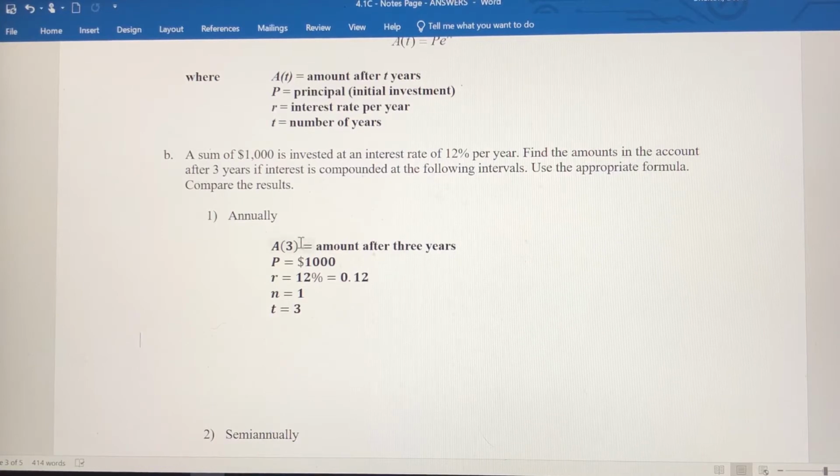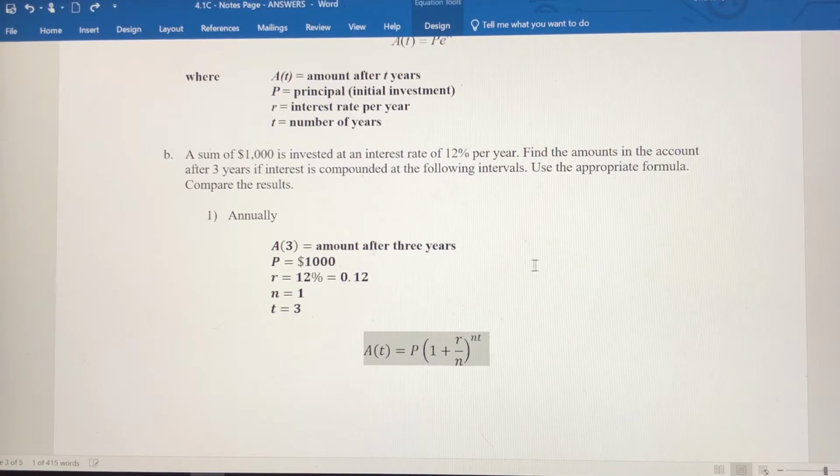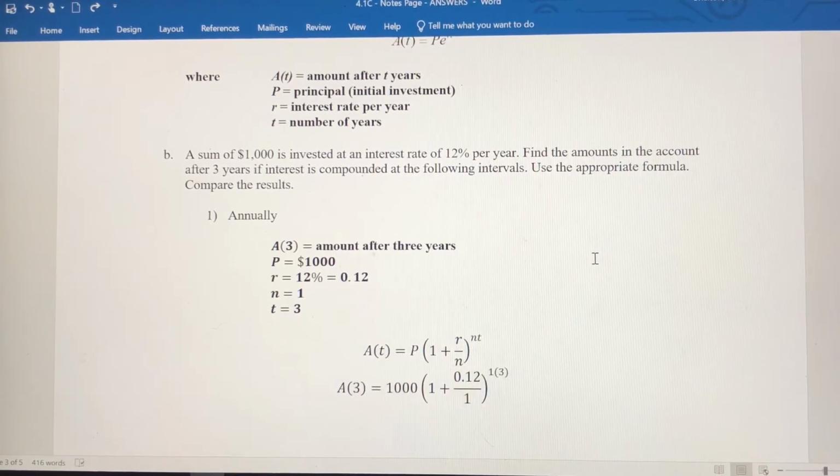So annually, this is what I've got. A is going to be the amount after 3 years. Our principal is $1,000. Our interest rate was 12%, which we have to convert to 0.12. We're only compounding once per year because it's annually, so n equals 1, and we're doing this over a period of 3 years, so t is 3. We're going to write our formula down and plug in the values that we know. We're solving for A here: how much is in the account after 3 years.